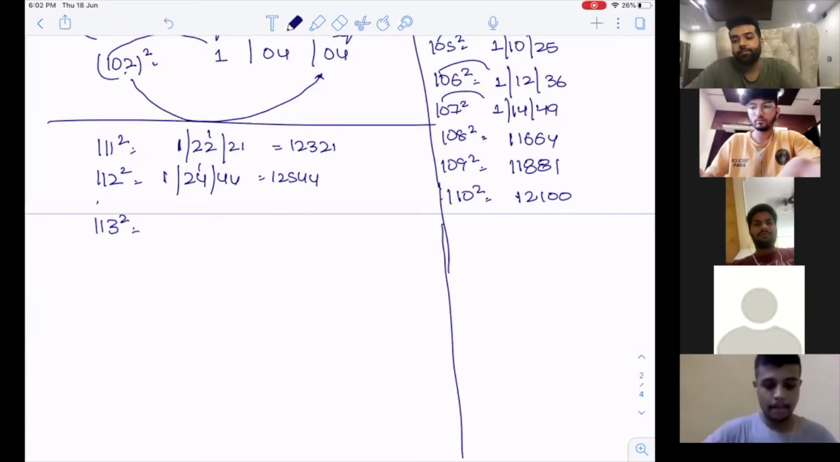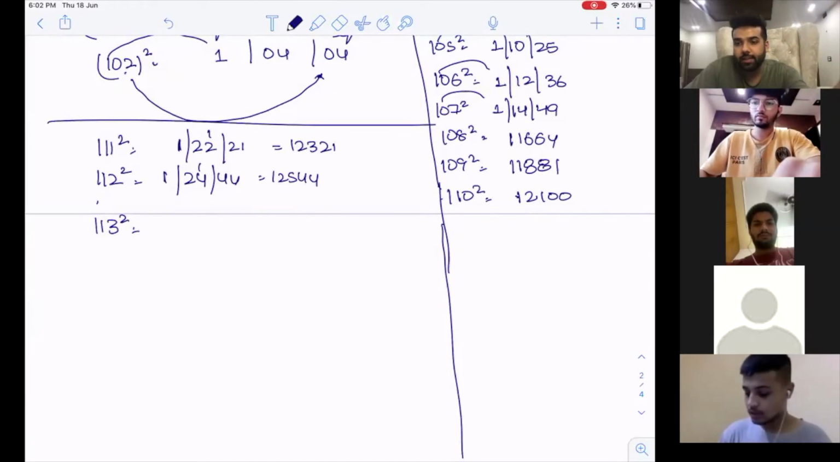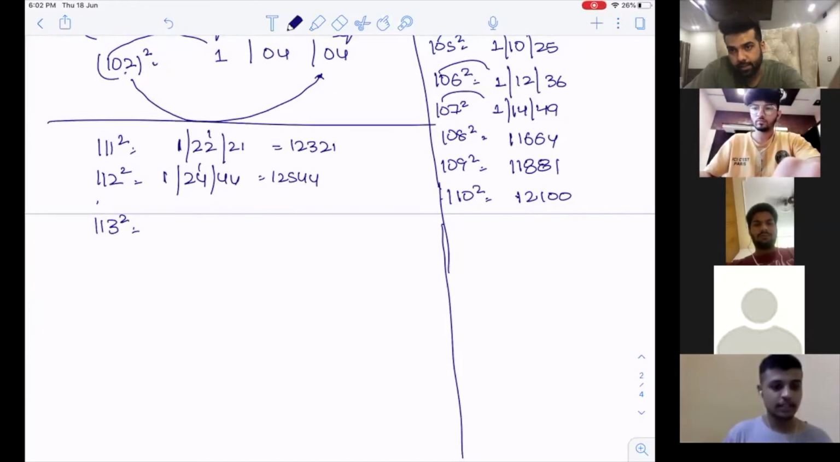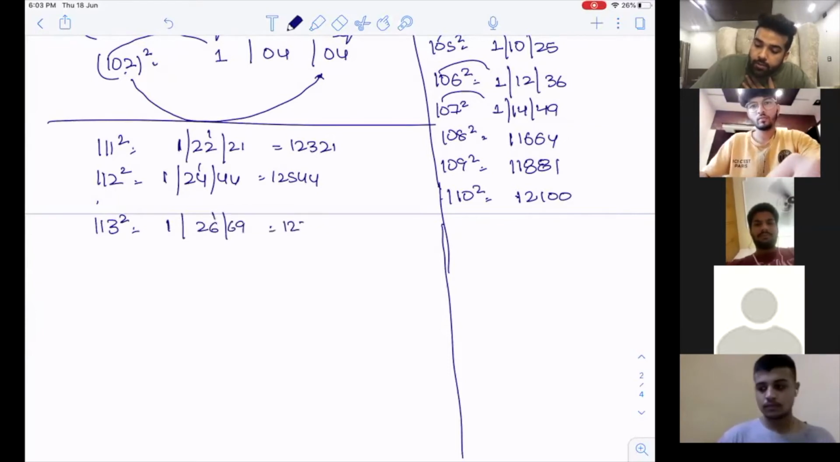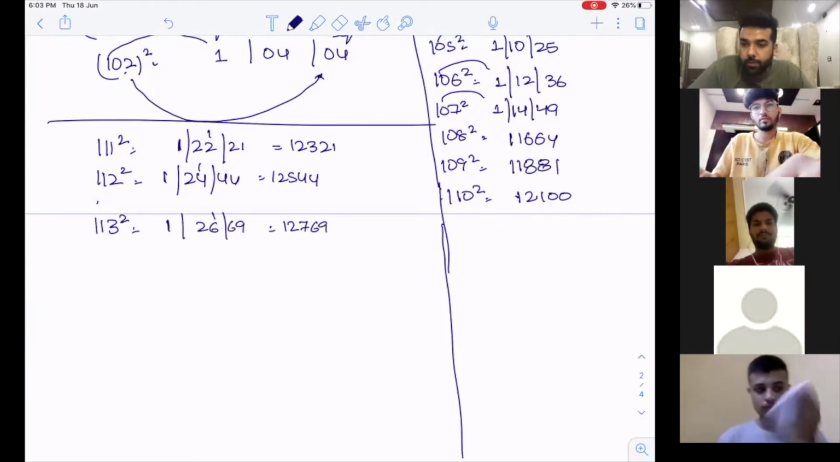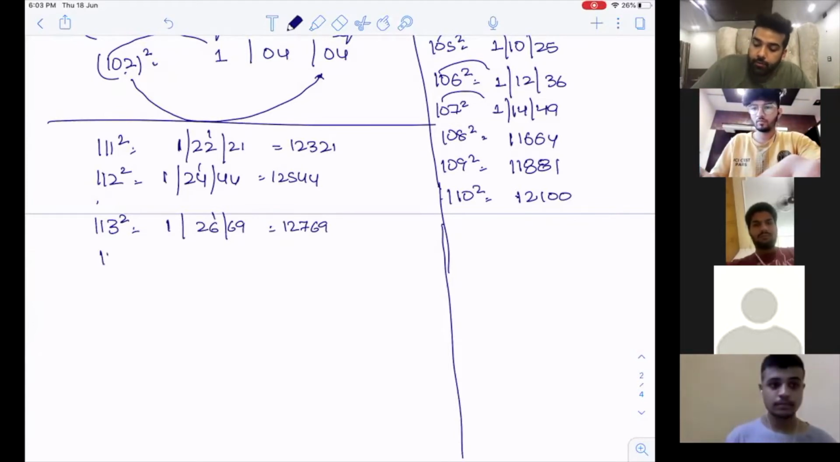113 square first. Simple, no? 12769. I expect the speed to be like this. It's going to take some time, but you need to practice it out. How do we get it? 1 square is 1. 13 plus 13 is 26. 13 square is 169. 12769. Clear or not? Is it clear, everybody?